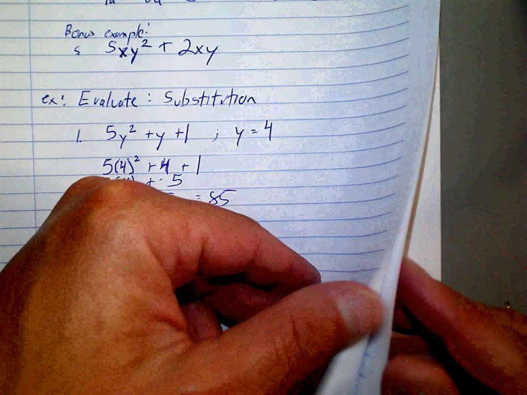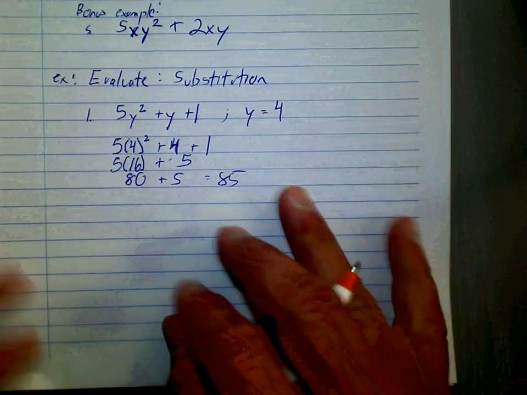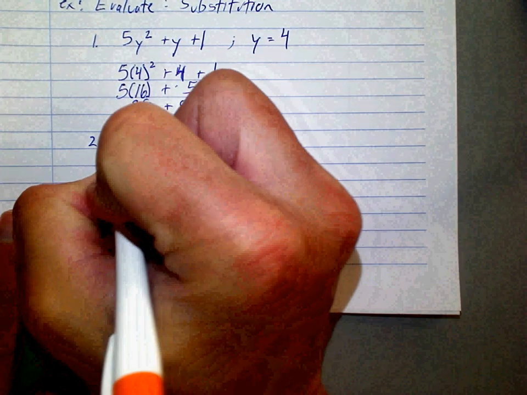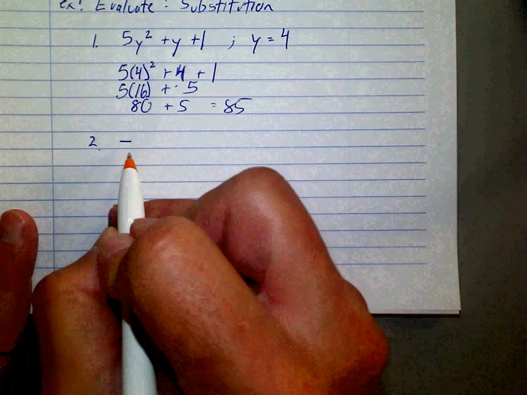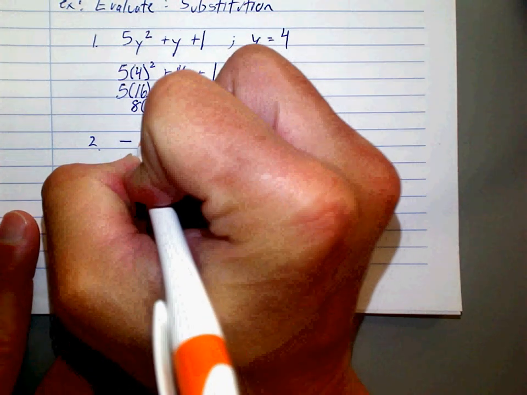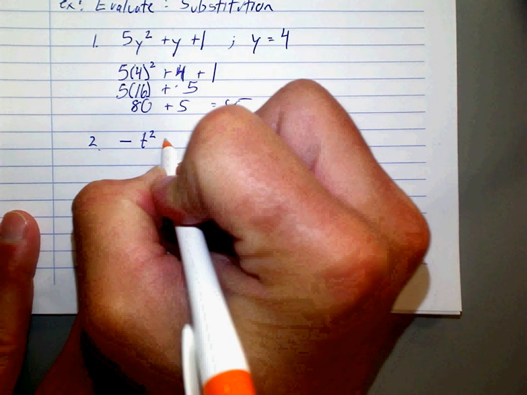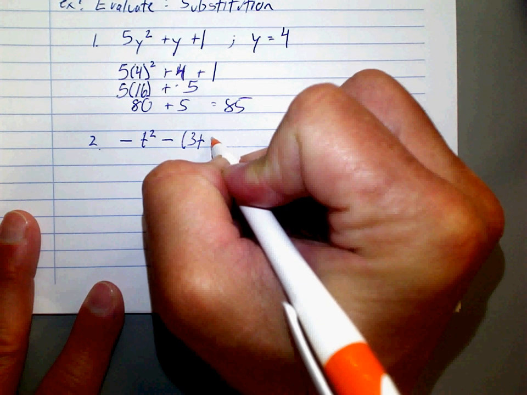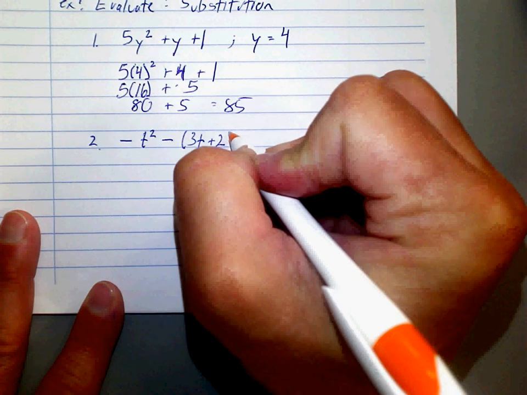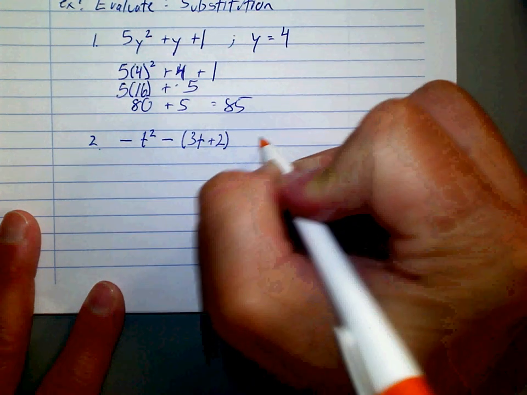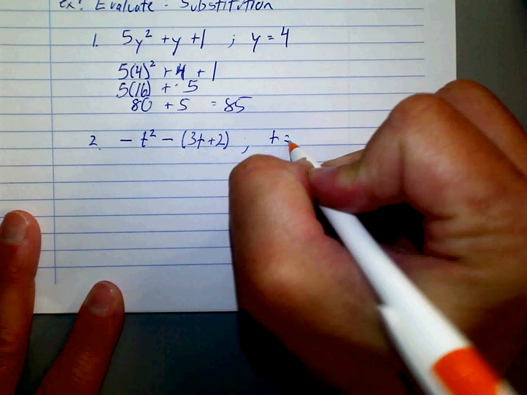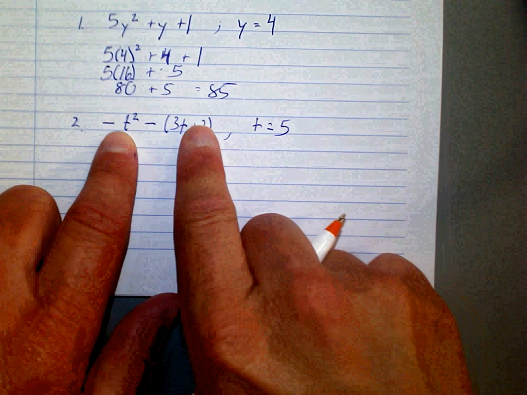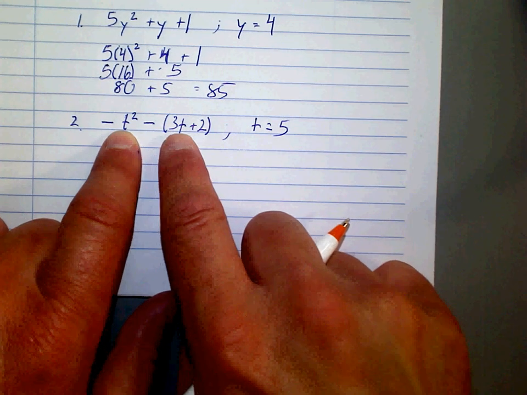All right, let's do a couple more of these. What if, here's the thing I'm going to throw at you. We got a negative sign sitting in front of a t squared minus 3t inside of parentheses plus 2. And we're going to say our t equals 5. So we have this expression. Got some t's in here. Got to put the 5 in.